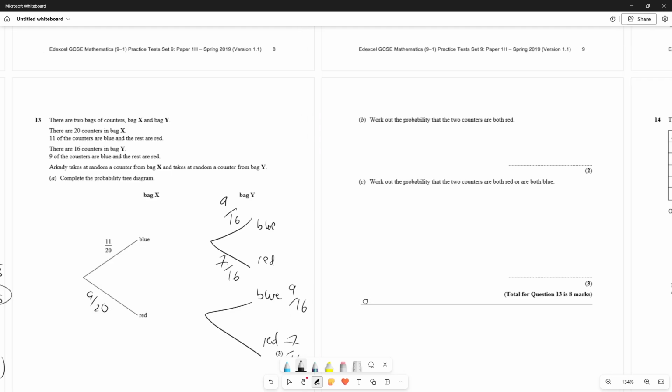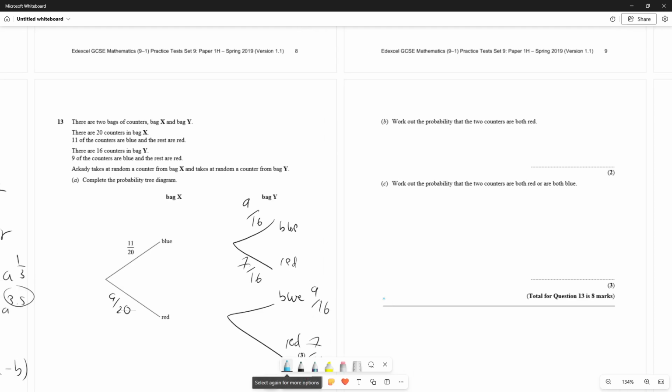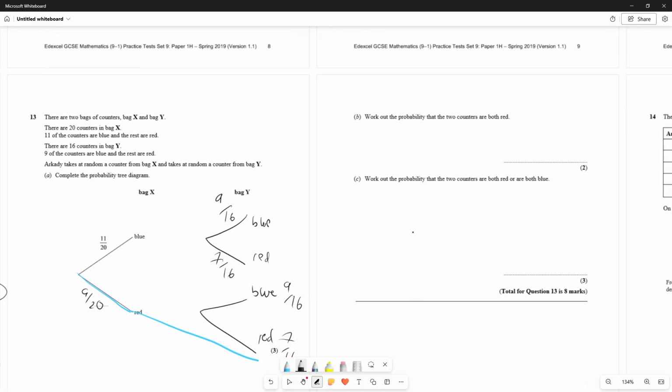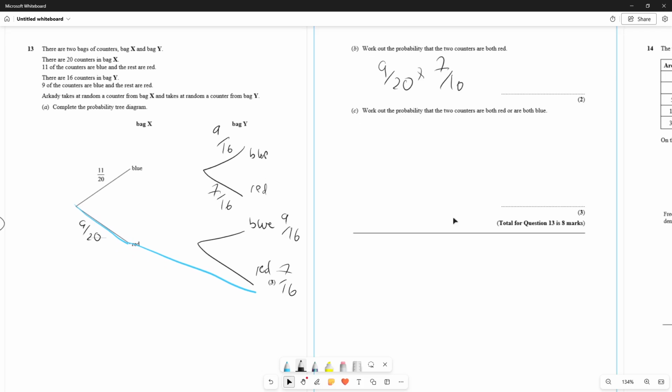Work out the probability that both the two counters are red. So let's trace a path where both are red. So we have this, and we can go again. So every time we trace the path, we are multiplying. At each step, we reach a fraction, we multiply. So let's multiply the fractions we went through. We went through 9/20ths, and then at the bottom, we went through 7/16ths. And what this means is we can just do 63 over 320.